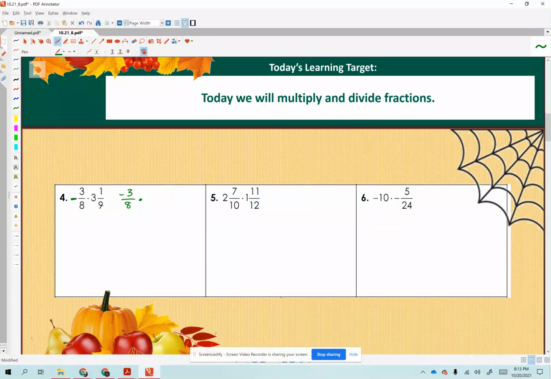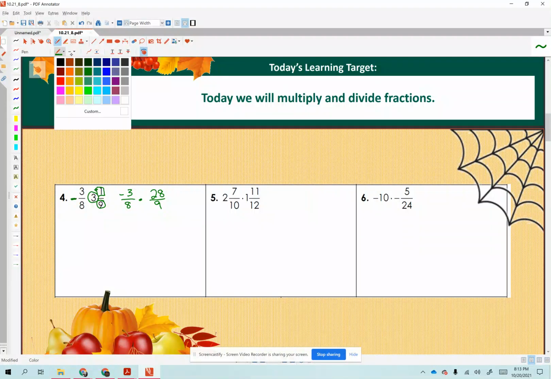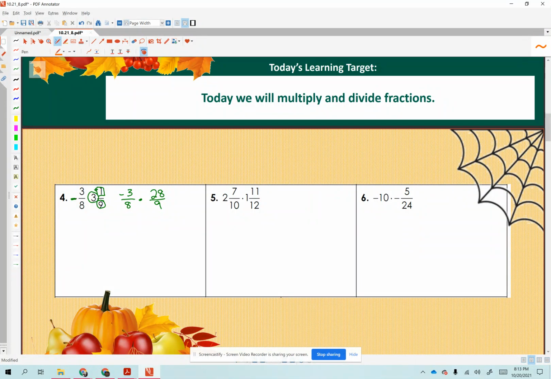So the negative 3/8, we do not need to rewrite that at all. But the 3 and 1/9, we will write that as an improper fraction. 9 times 3 is 27, plus 1 more, make 28. So that would be 28 over 9. Now let's see if we can do any simplifying here to make our number smaller and easier to deal with. I noticed that 8 and 28 are both divisible by 4. 8 divided by 4 is 2, and 28 divided by 4 is 7.